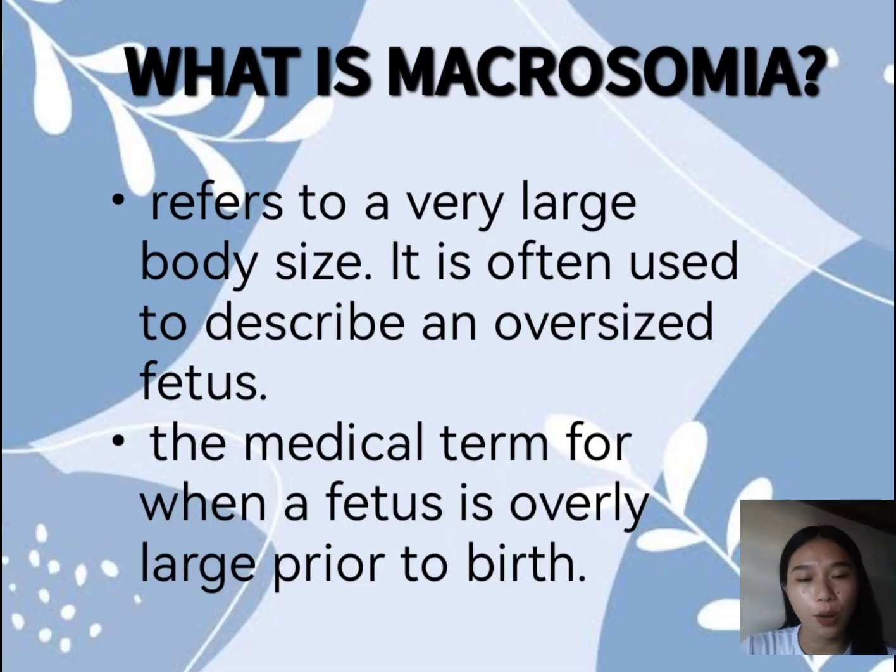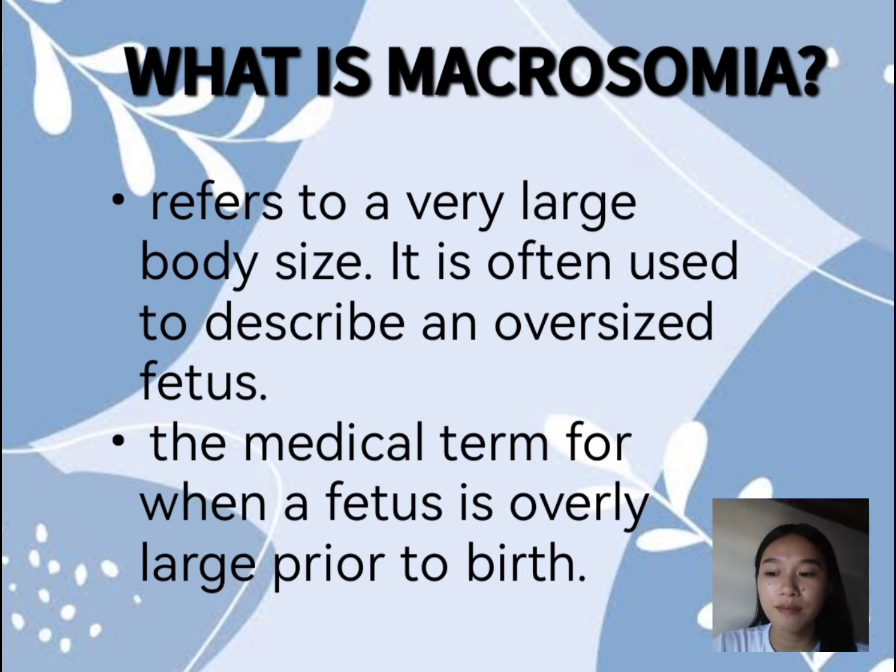So what is macrosomia? It refers to a very large body size. It is often used to describe an oversized fetus. Macrosomia is a medical term for when a fetus is overly large prior to birth. Big babies can cause several complications during pregnancy. Babies that weigh more than 8 pounds 13 ounces when born are diagnosed with a condition called fetal macrosomia.